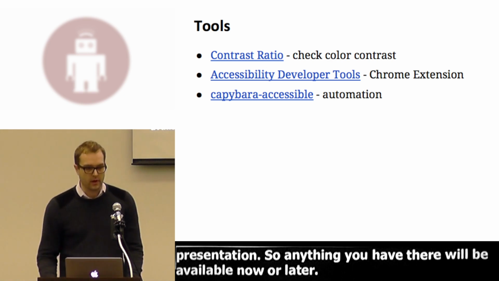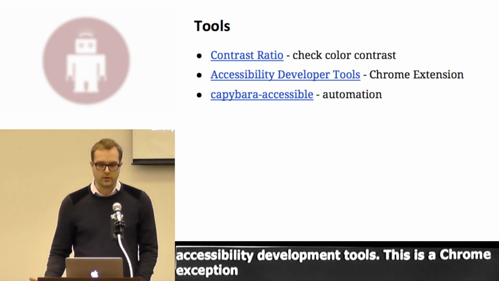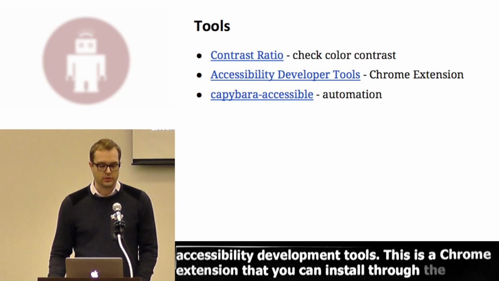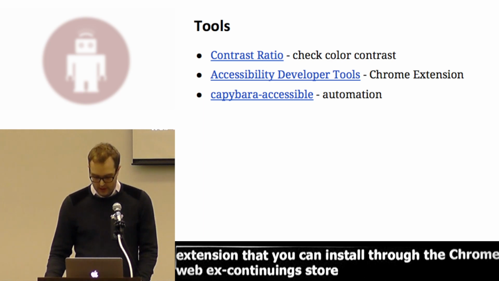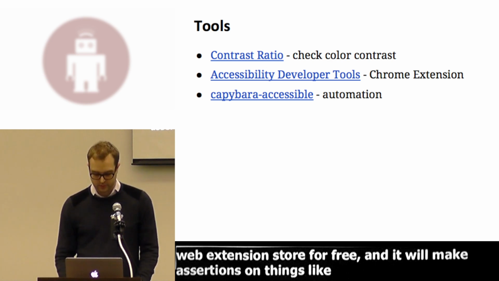Then secondly, accessibility developer tools. This is a Chrome extension that you can install through the Chrome Web Extension Store for free. And it will make assertions on things like what I talked about. I'll go into detail in just a moment.